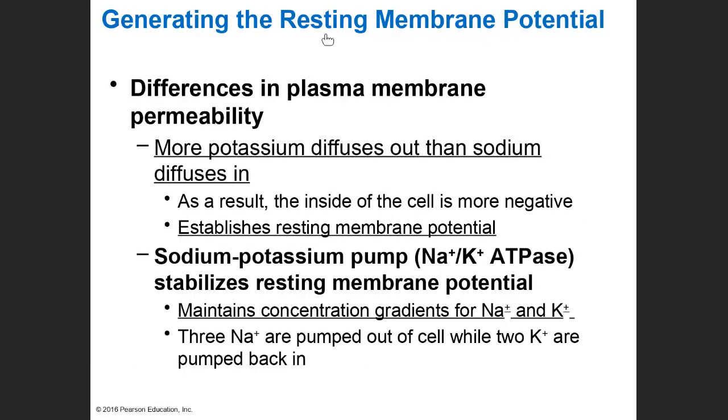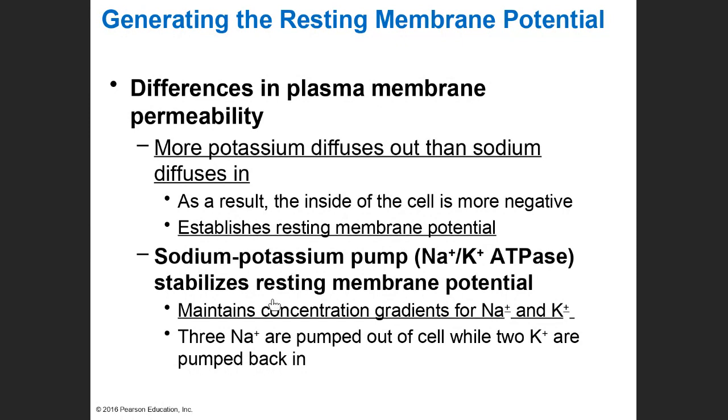What else helps maintain the resting membrane potential? Well, I already mentioned, more potassium is leaving the cell compared to sodium coming in because of potassium leak channels. This helps establish and maintain the resting membrane potential. Now, what else helps maintain the cell at rest at negative 70 is this all-important sodium-potassium pump. Remember what we're doing here with that sodium-potassium pump.